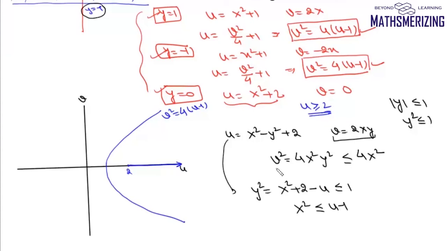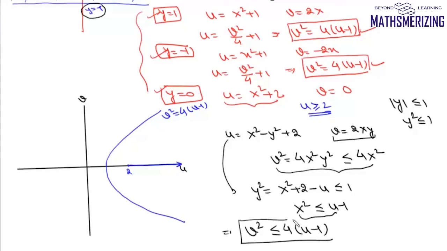So now we have two inequality relationships, which is v square is less than or equal to 4x square and x square is less than or equal to u minus 1. So from these two we'll get this condition, which is v square is less than or equal to 4 times (u minus 1). So that means for all the points in this input space, we are getting a condition where v square should be less than or equal to 4 times (u minus 1).